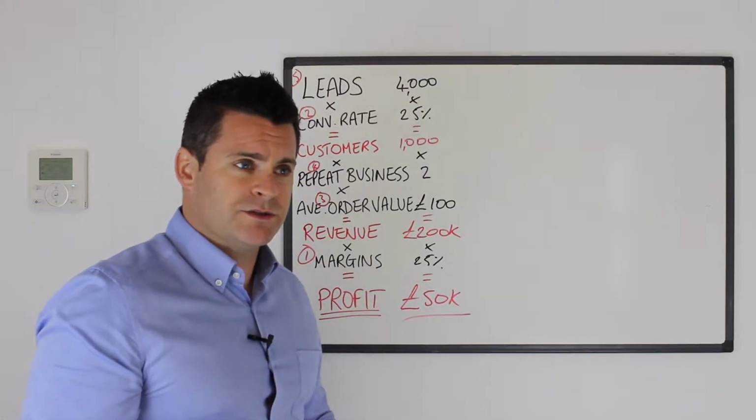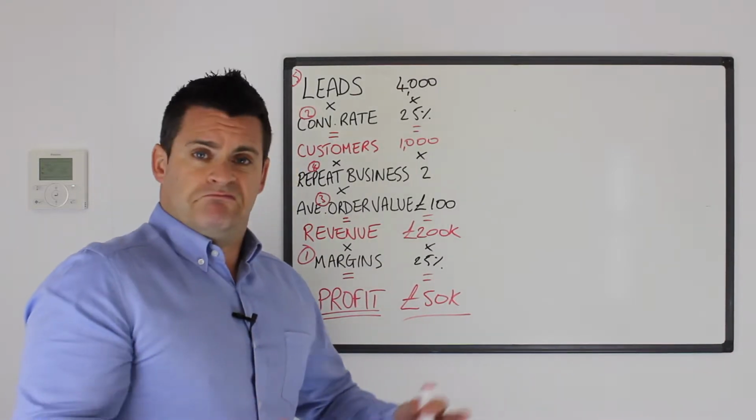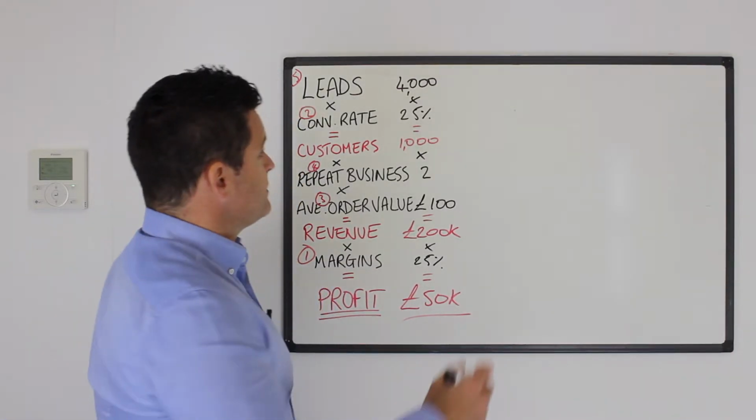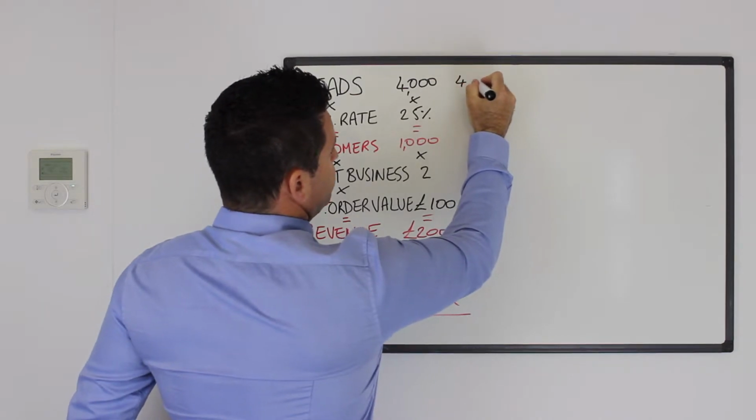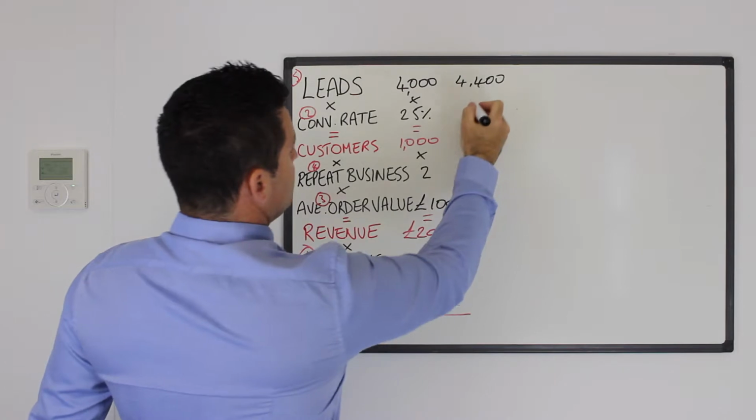So anyway, let's apply some new lead generation strategies. So maybe some Google AdWords, maybe we get a referral system in place, some good strategic partners, networking, whatever works for you and your business, and we start doing those a bit better. 10% on that, another 400 leads at the end of the year.